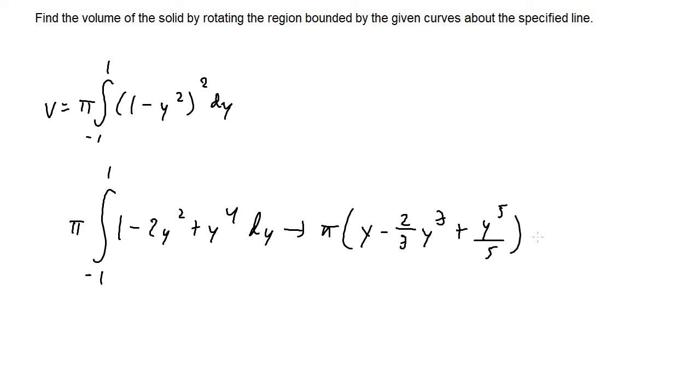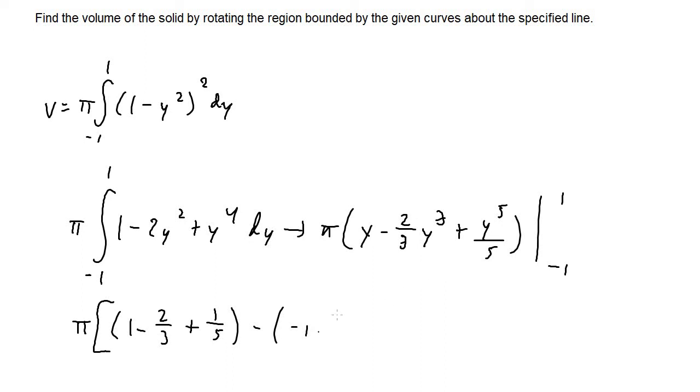Let's go ahead and evaluate from the y bounds of -1 to 1. So we have pi times, when I plug in 1 for y, 1 minus 2/3, and then plus 1 over 5. Minus, when I plug in -1 for y, we have -1 minus 2/3 times -1 cubed, which is -1. So that's going to be -2/3 times -1, which is positive 2/3. And then we have plus -1 to the fifth over 5, which is going to be minus 1 over 5.